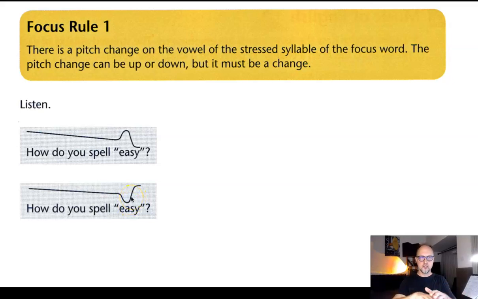How do you spell easy? Easy. How do you spell easy? Right? Usually it will be up and down. Sometimes it will be down and up, but not that often. So pitch is the tone, it's the melody of your voice, right? So it has to change.